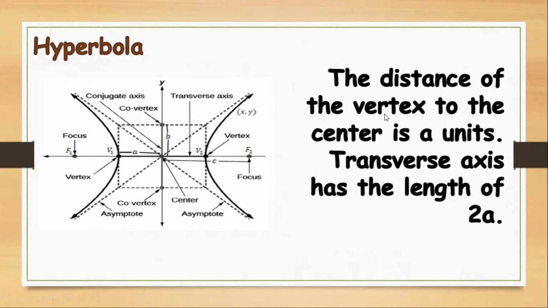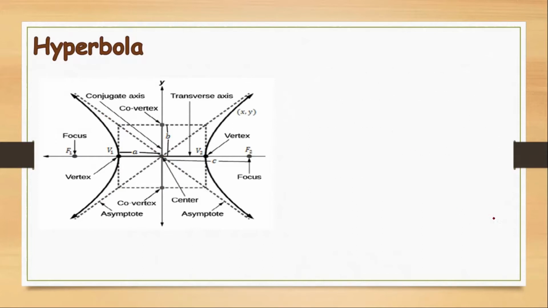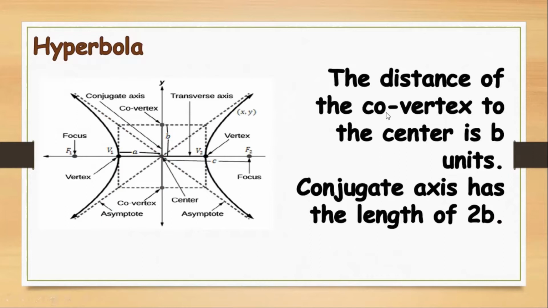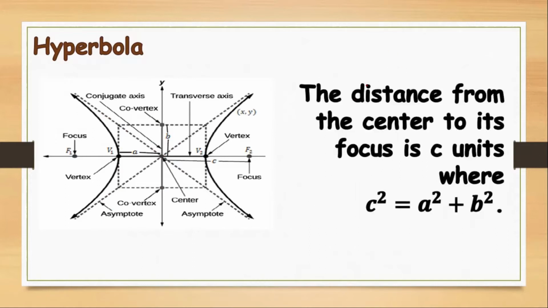And the distance of the vertex to the center is a units. And so, our transverse axis has a length of 2a. And the distance of the co-vertex to the center is b units. And so, the conjugate axis has a length of 2b. The distance from the center to its focus is c units, where c squared is equal to a squared plus b squared.